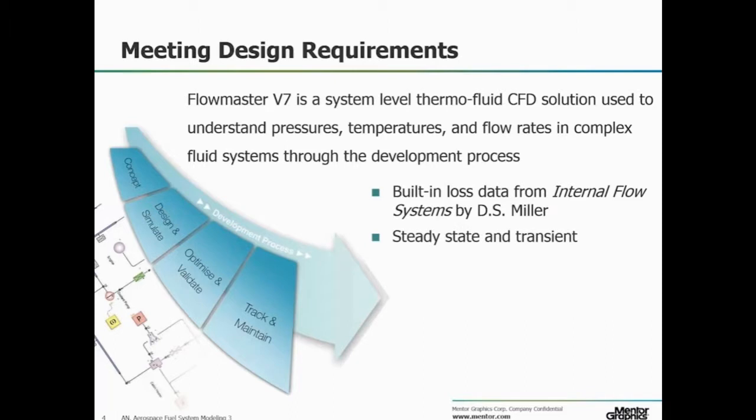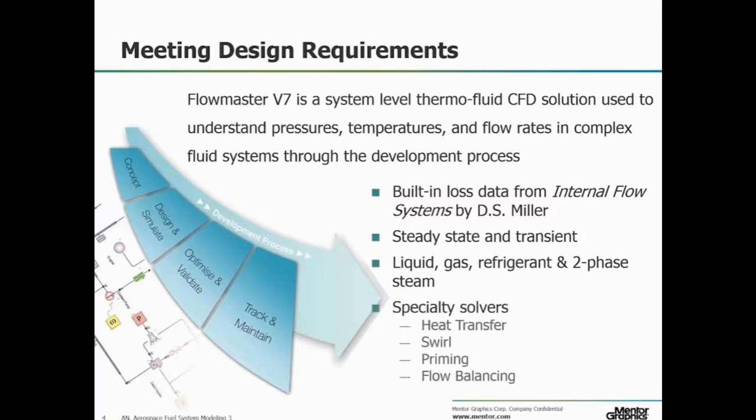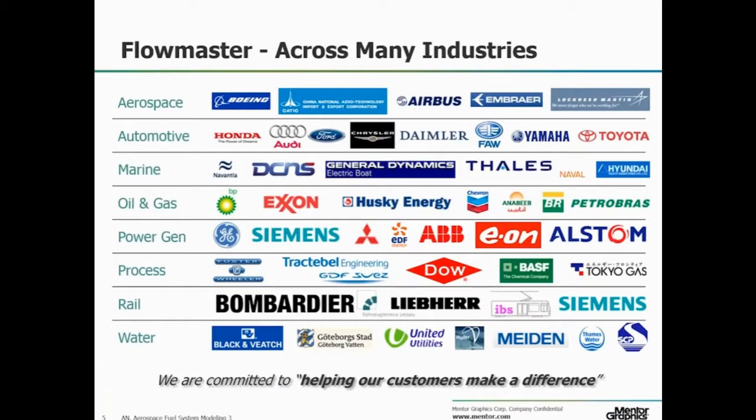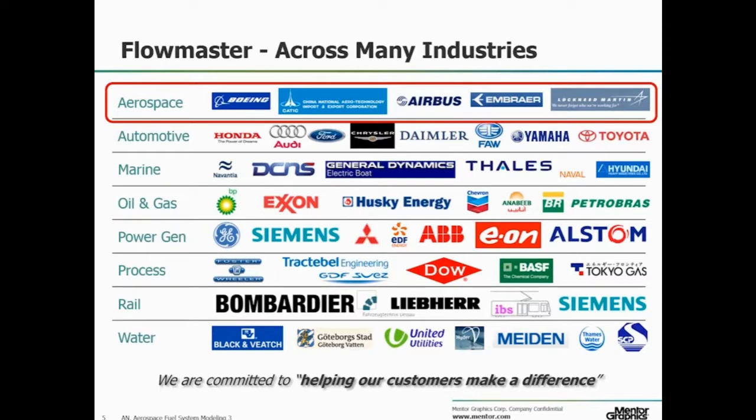You can investigate both steady-state and transient behavior in your system, and you have the ability to simulate different types of fluids, including liquids, gases, refrigerants, and steam. There are a host of specialty solvers for both complex phenomena like swirl and priming, or for making potentially repetitive tasks simple, such as performing a flow balancing analysis. Flowmaster has been helping its users meet these requirements for over 25 years across many industries throughout the world, including our focus today, the aerospace industry.